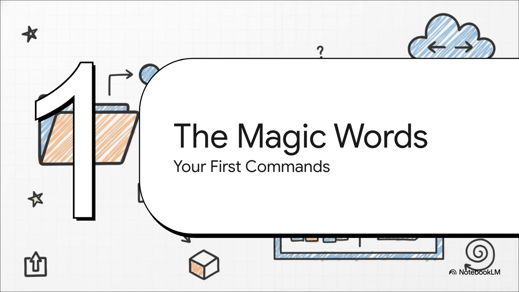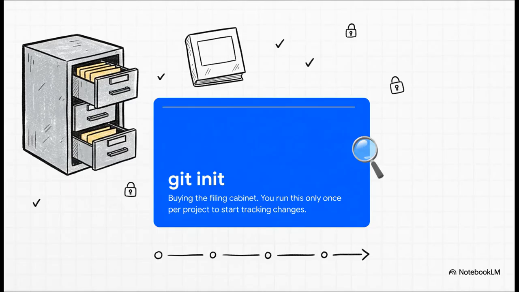Okay, so we've got the whole photo album idea down, right? Now let's connect it to the actual magic words, the Git commands that make this all happen. And don't worry, you only really need to know a handful to get started. It's easier than you think. So the very first command you'll ever use on a new project is git init. Think of this as buying the filing cabinet, or with our other analogy, buying the empty photo album. You only do this one time, right at the very beginning, inside your project folder. You're basically just telling Git, hey, start watching this place for changes.